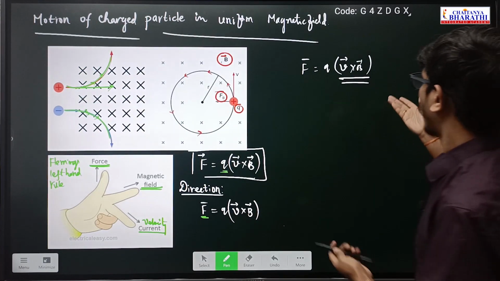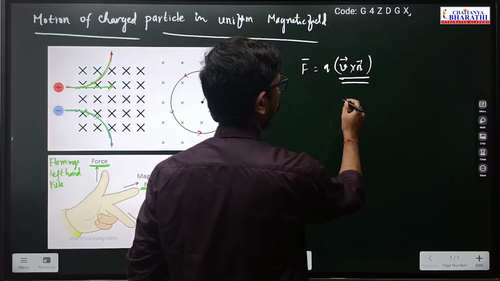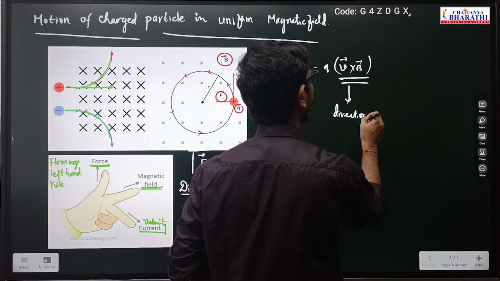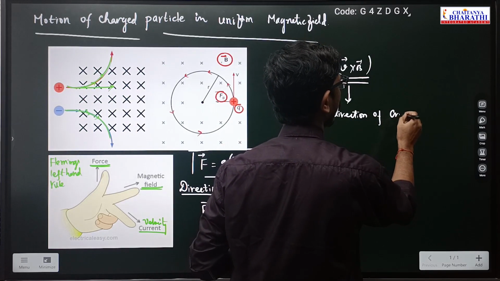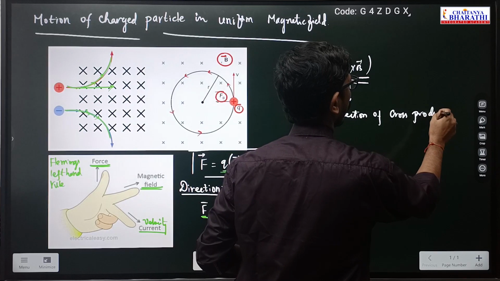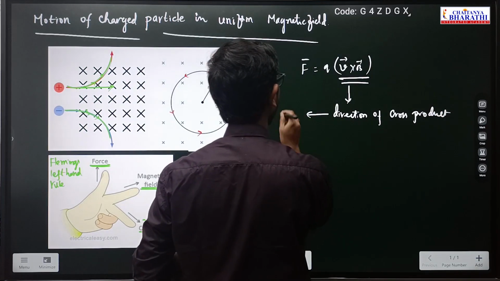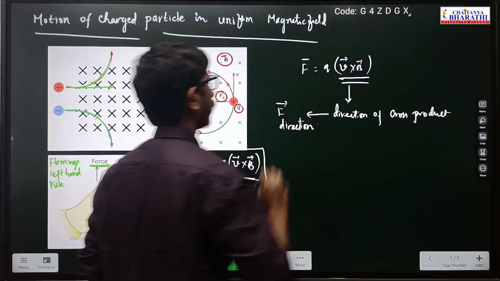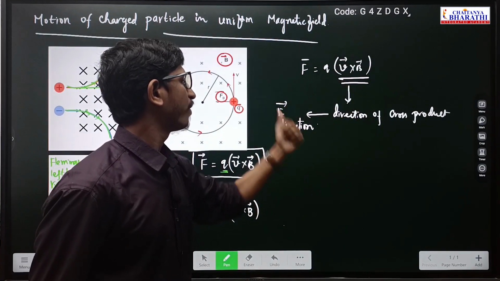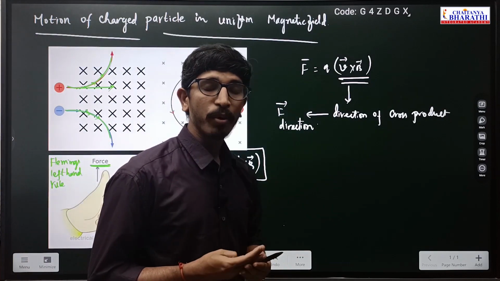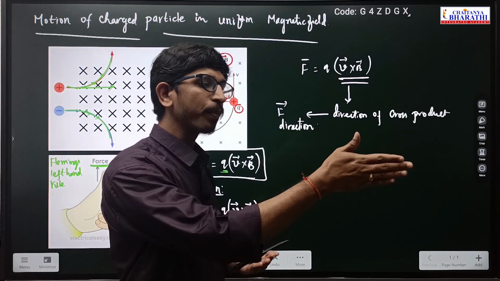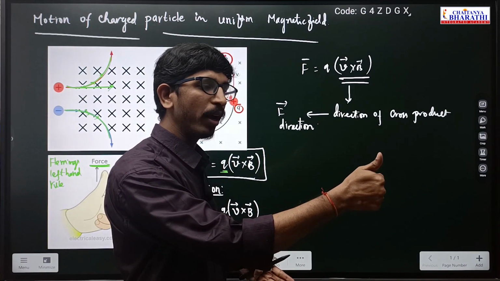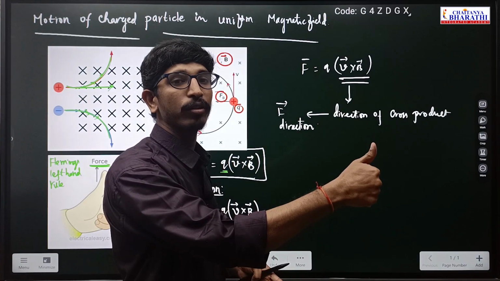How are we going to determine the cross product V bar cross B bar? The direction of V bar cross B bar is simply the force direction. The direction of the cross product itself is the force direction. To determine it, we keep the right hand fingers in the direction of V bar and curl towards the B bar. Automatically, the thumb gives you the direction of the force vector.